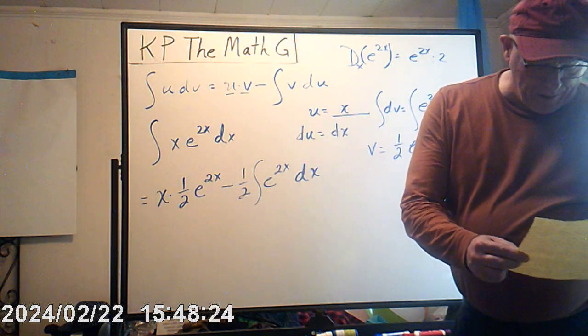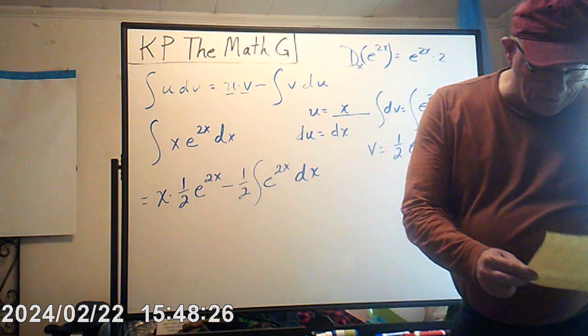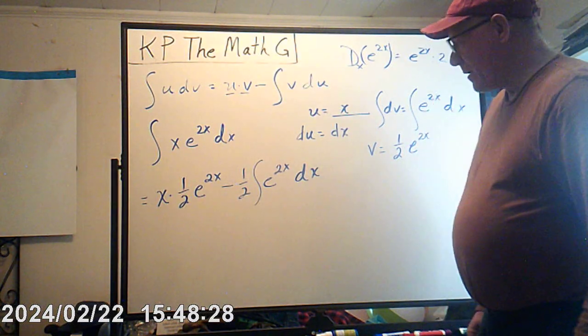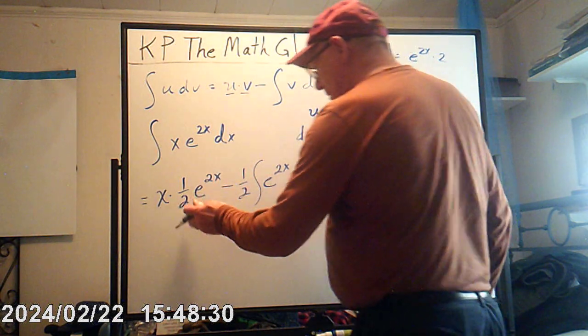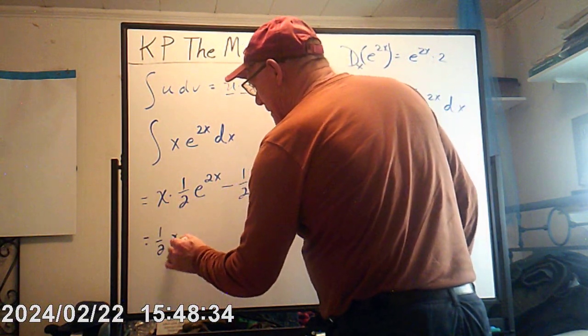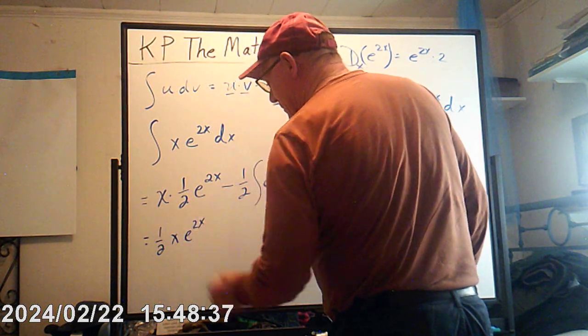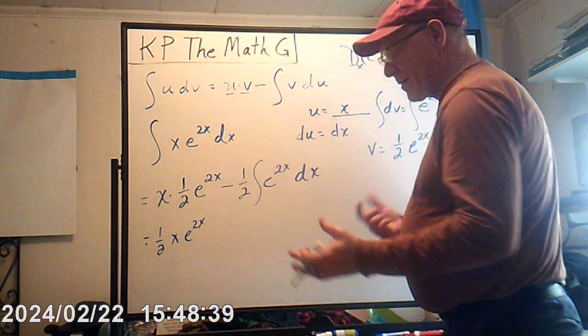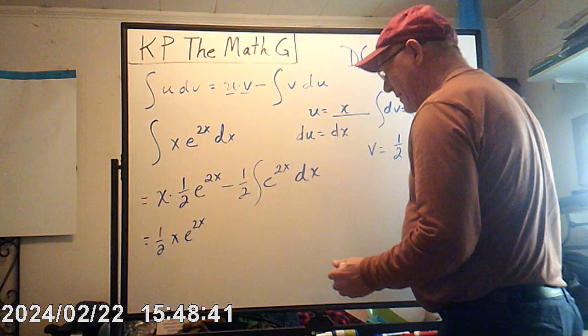I think I got it down to that. All right, that is it. Now this is good here. Let's put the 1/2 out in front, so 1/2 x e to the 2x. You can do that. That's the commutative property of multiplication.